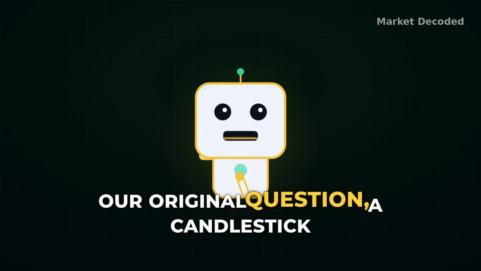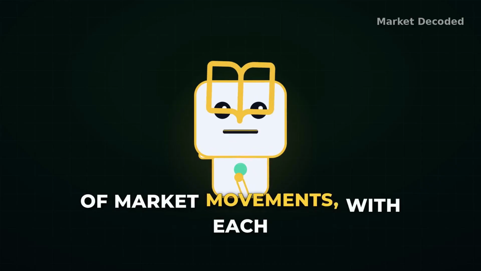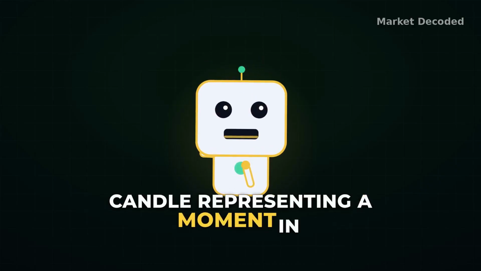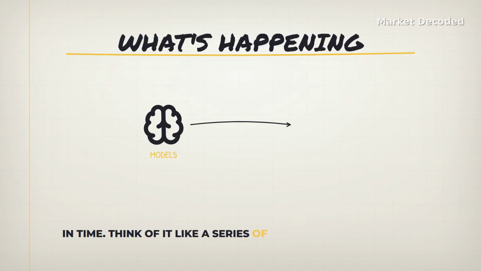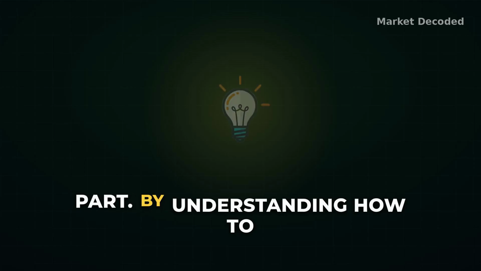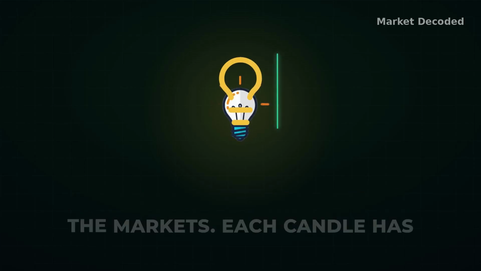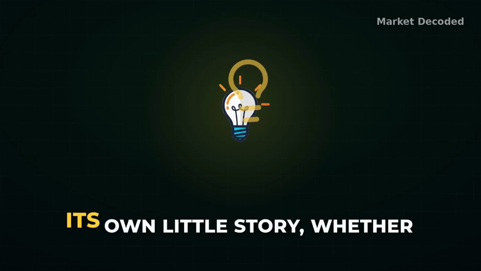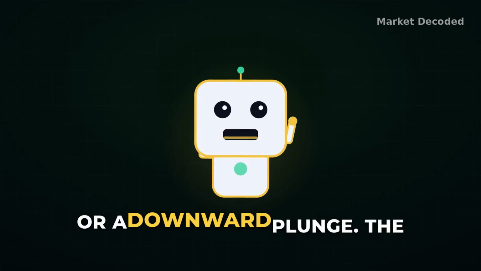So, to answer our original question, a candlestick chart shows us the story of market movements, with each candle representing a moment in time. Think of it like a series of snapshots that tell the tale of how prices have shifted during specific periods. And here's the surprising part. By understanding how to read these charts, you can gain a deeper insight into the markets. Each candle has its own little story, whether it's showing an upward climb or a downward plunge.